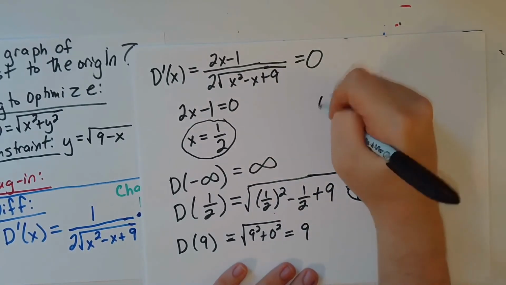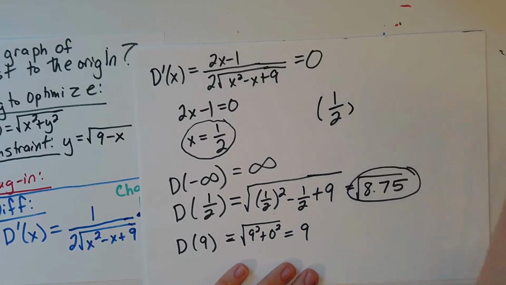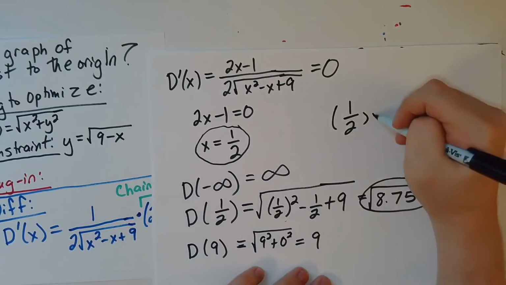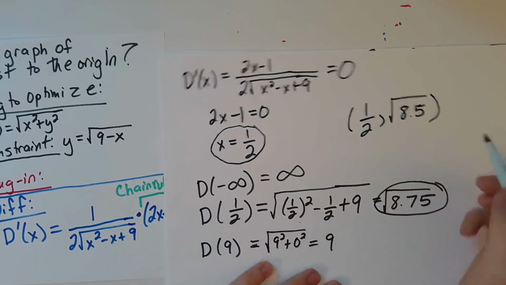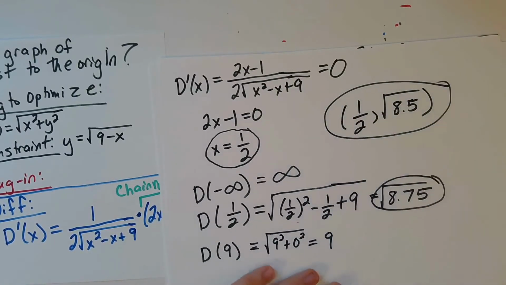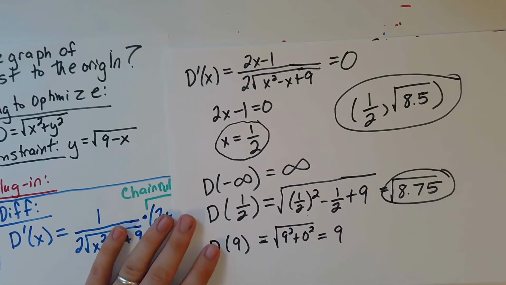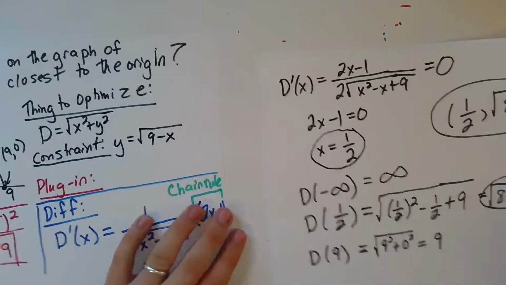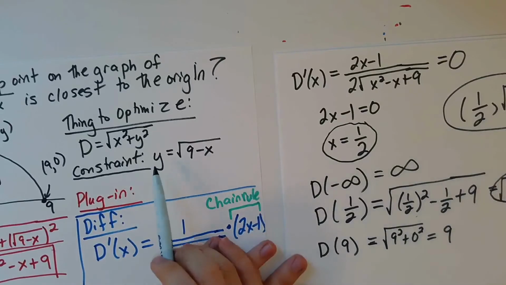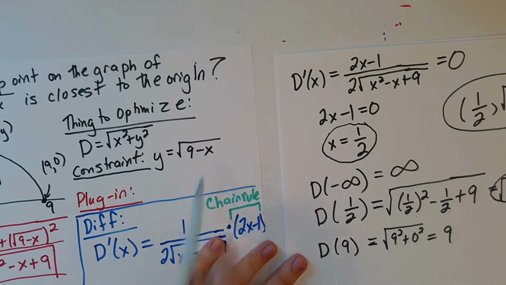And so that means the point is 1/2 comma, and then the square root of 8.5. That is the point on the graph that is closest to the origin. Note, I got the square root of 8.5 by plugging 1/2 into my constraint. Why is that square root?